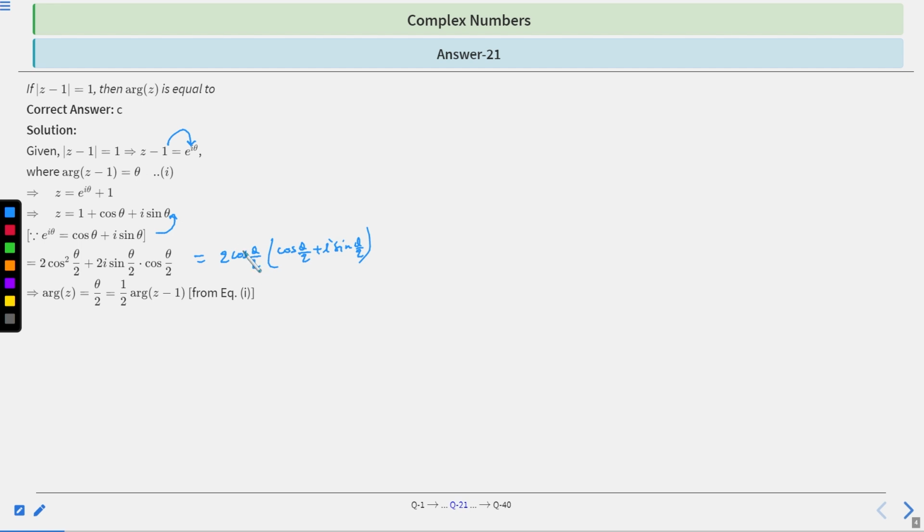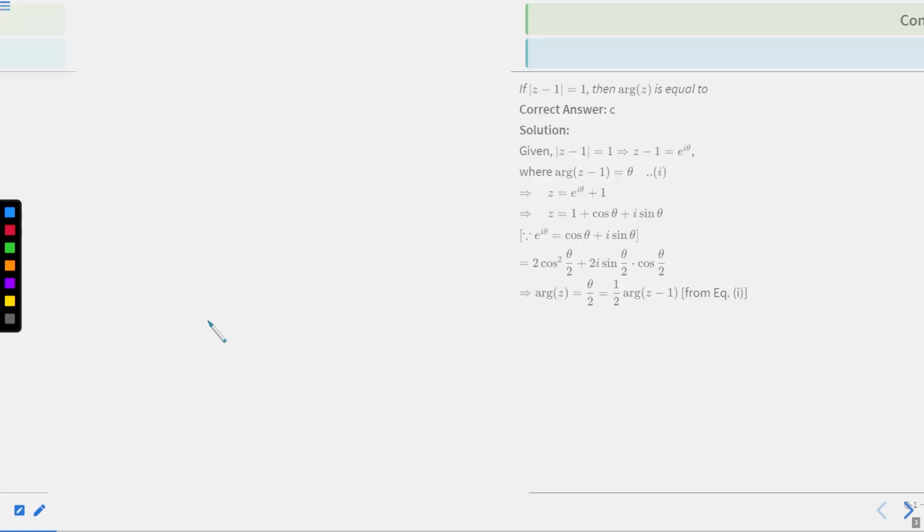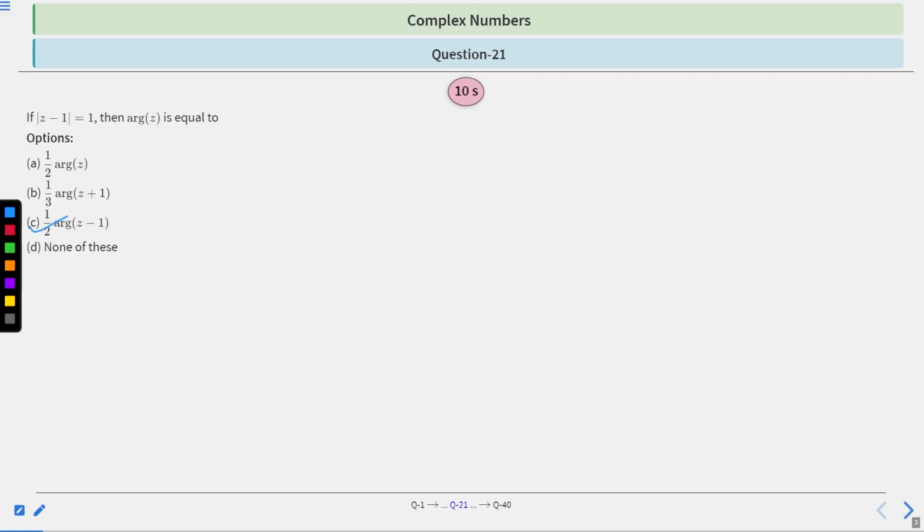Where 2 cos theta by 2 is basically mod z, which is r, and cos theta by 2 plus iota sin theta by 2. So, from here, we can say that argument of z is equal to theta by 2, and theta is argument of z minus 1. So, argument of z is 1 by 2 argument of z minus 1. So, I think option C is the right choice.